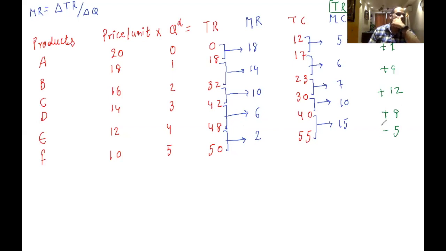So we have to find the point where we can have a maximum profit. Here, this is the maximum profit point. The maximum profit point means D.